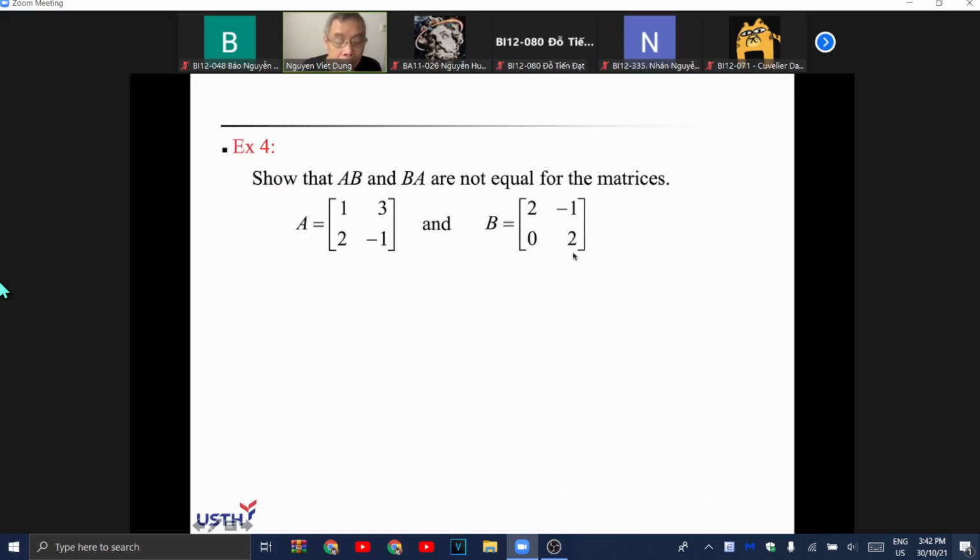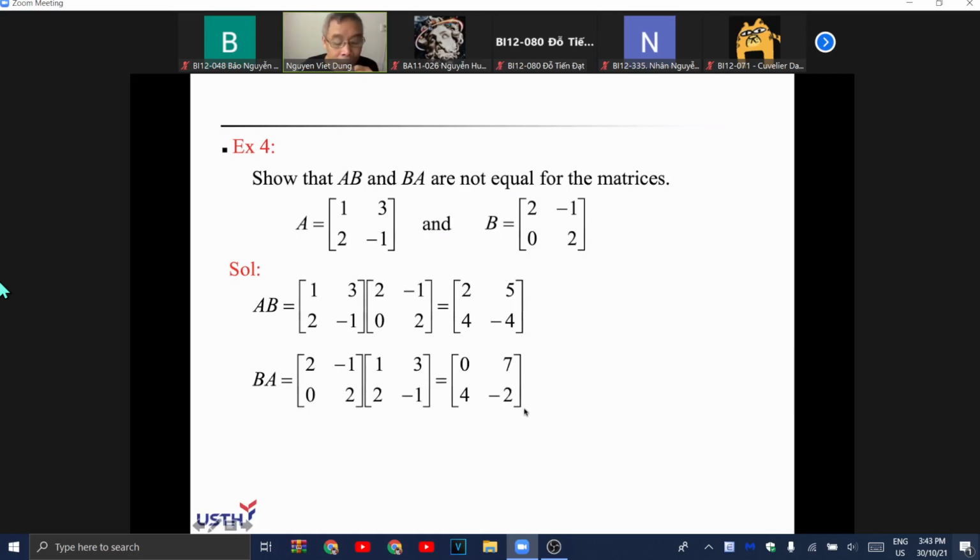We take A and B like that. They are square matrices of the same size, 2 by 2. We multiply them together. AB, we get that one. And BA, we get that one. And obviously, the results are different, meaning AB is different from BA. So our conclusion is that in general, AB and BA are different from each other.